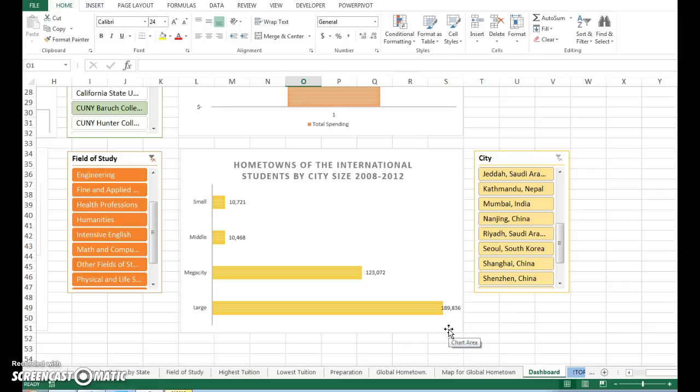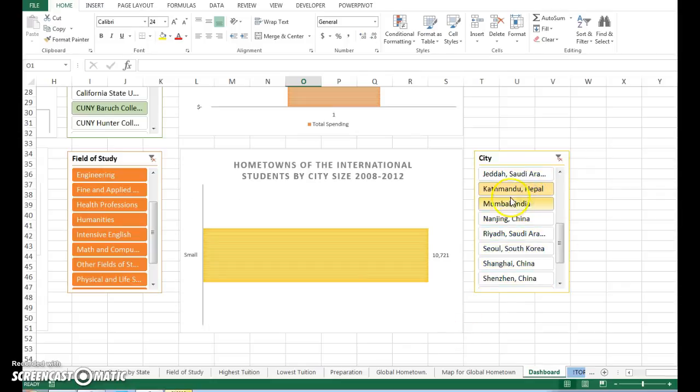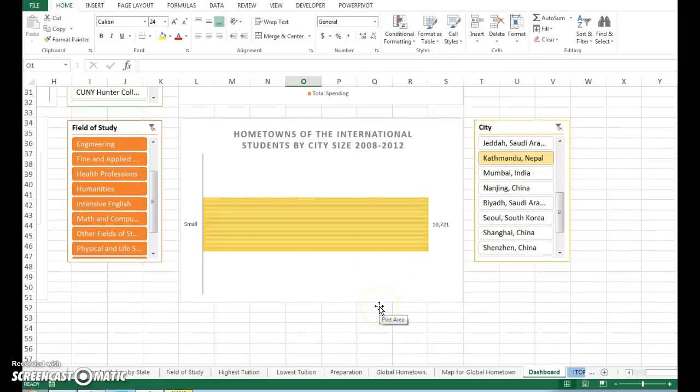About 19 of the top 20 cities of the international students were large or mega cities in 2010. The one exception is Kathmandu, which despite a population of just 700,000, sent more than 10,700 students to the United States from 2008 to 2012, ranking it 7th overall.